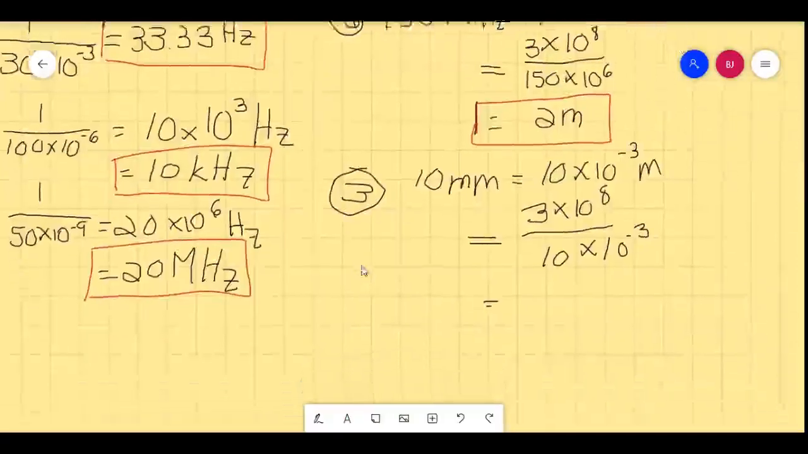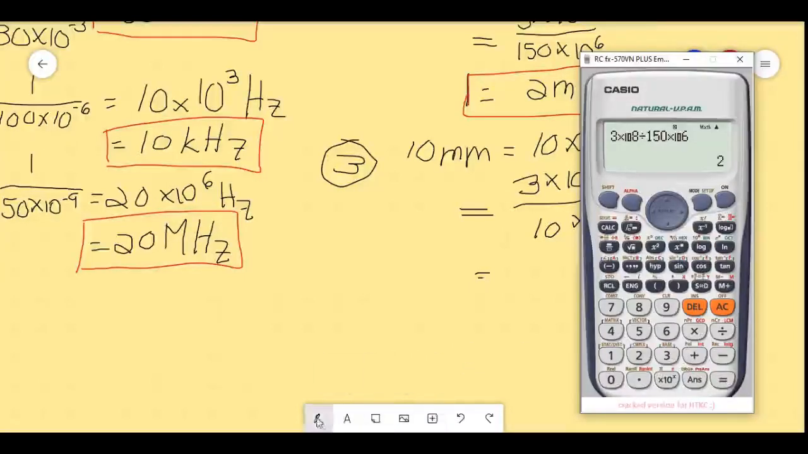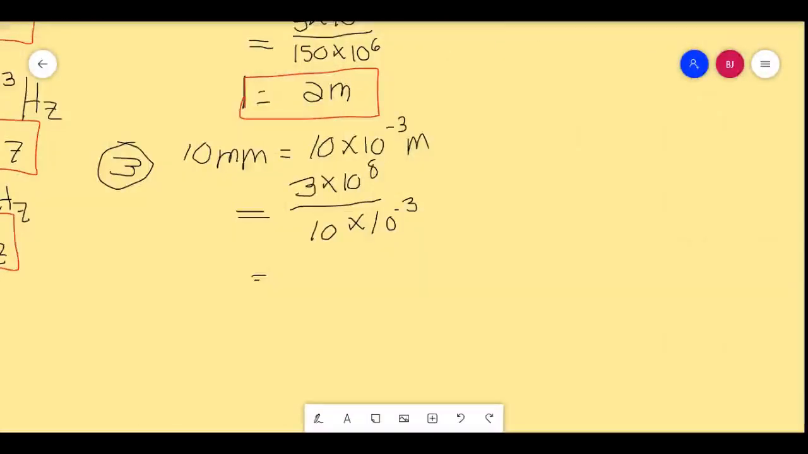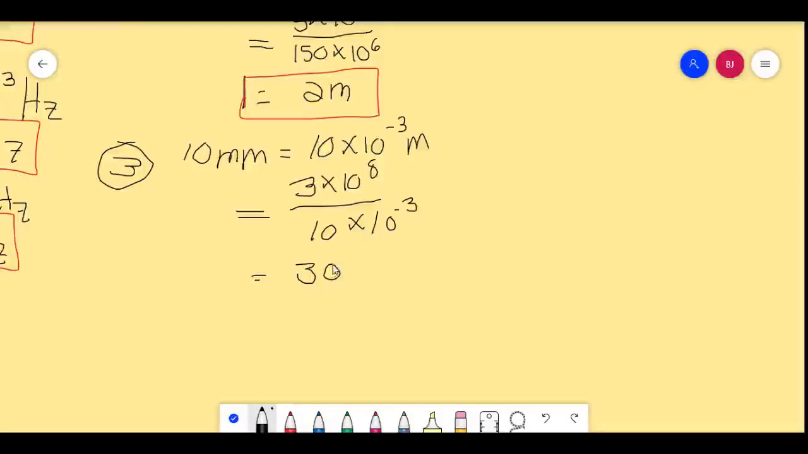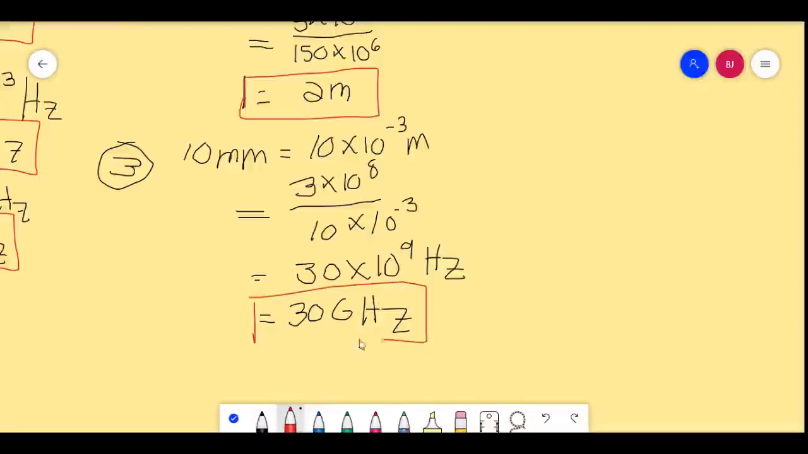And then we use our calculator again. Oops. Let's move this to the left. So we have 3 exponent 8 divided by 10 exponent negative 3. Then equal sign, ENG, that is 30 times 10 to the 9. And times 10 to the 9 is giga. 30 times 10 to the 9. And because we're looking for frequency, this is in hertz. So our answer would be 30 gigahertz. Okay.